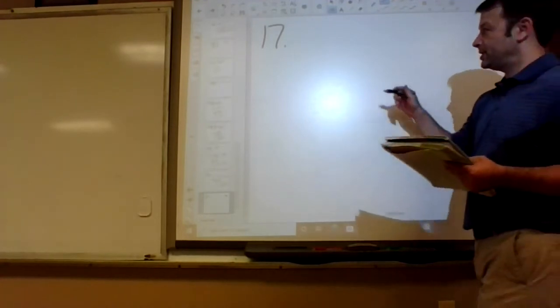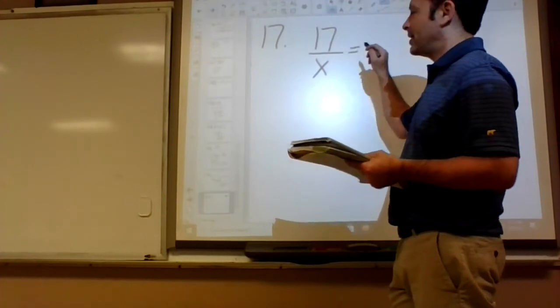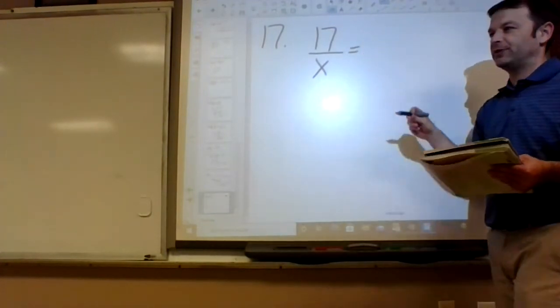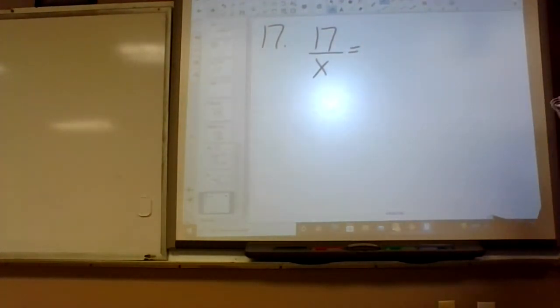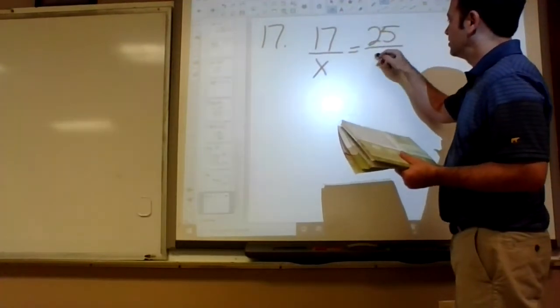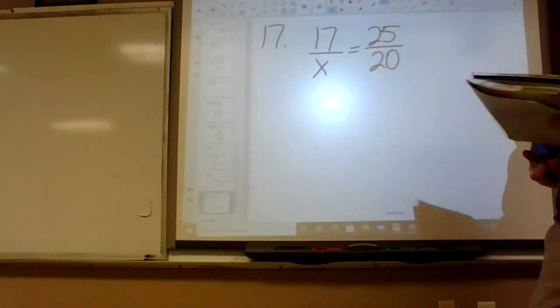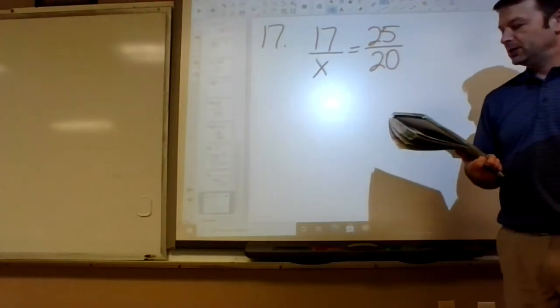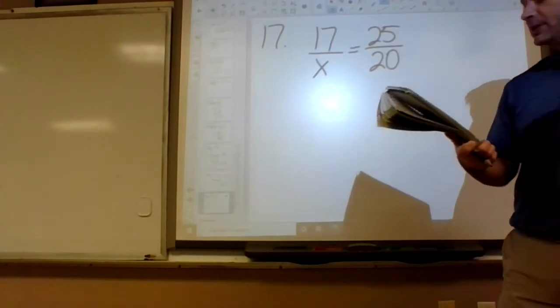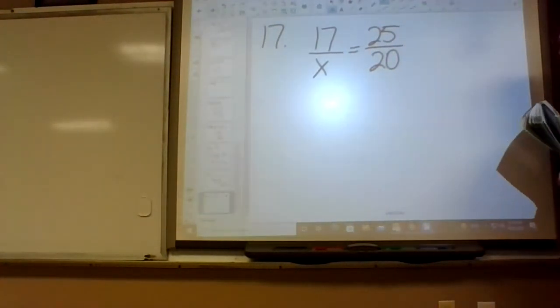Okay, 17 over X is the same thing as, we need more info, 25 over 20. You guys see how I got that? No. So, in the picture, you see how 25 and 20 are matching sides? Yes. Oh, got it. And see how 17 and X are matching sides? Yeah. All right.